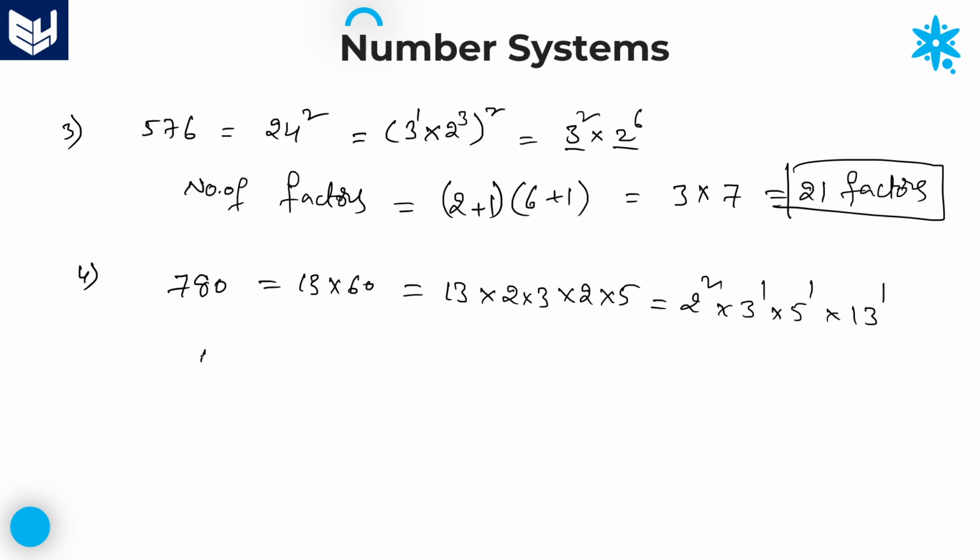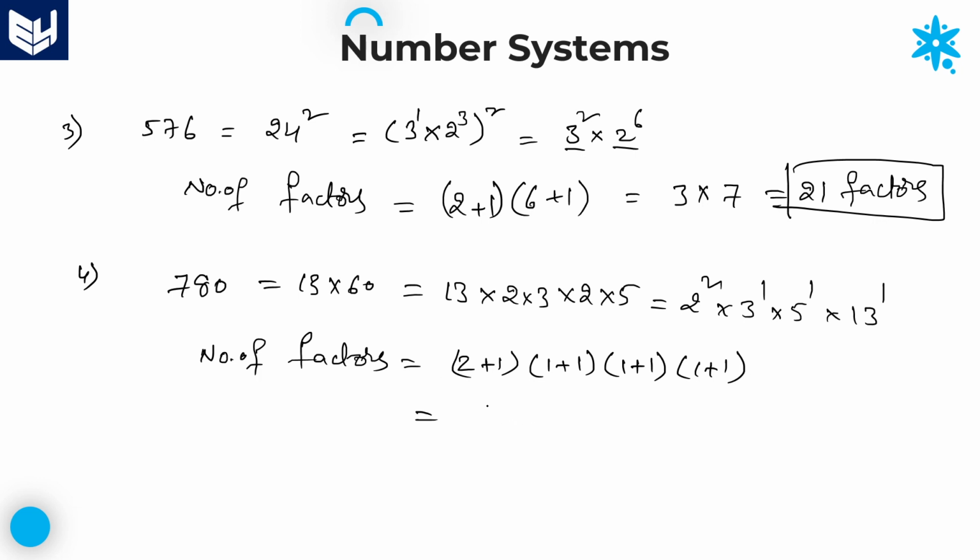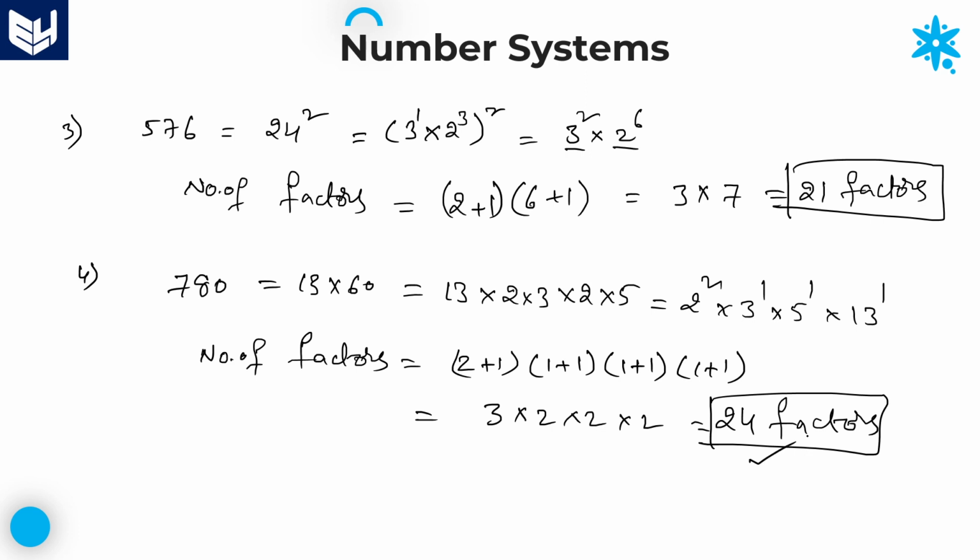That is done. Once it is done, directly you can calculate the number of factors. Number of factors is equal to adding 1 to the powers and then multiplying all the numbers. Here the power value is 2, 2 plus 1, into 1 plus 1 into 1 plus 1 into 1 plus 1. Here total 4 different prime numbers are there. Therefore, you need to multiply 4 numbers. Here the number is 3 into 2 into 2 into 2. 2 into 2 into 2 is 8. 8 into 3 is 24. Therefore, number of factors for the number 780 is equal to 24. 24 factors are there for the number 780.